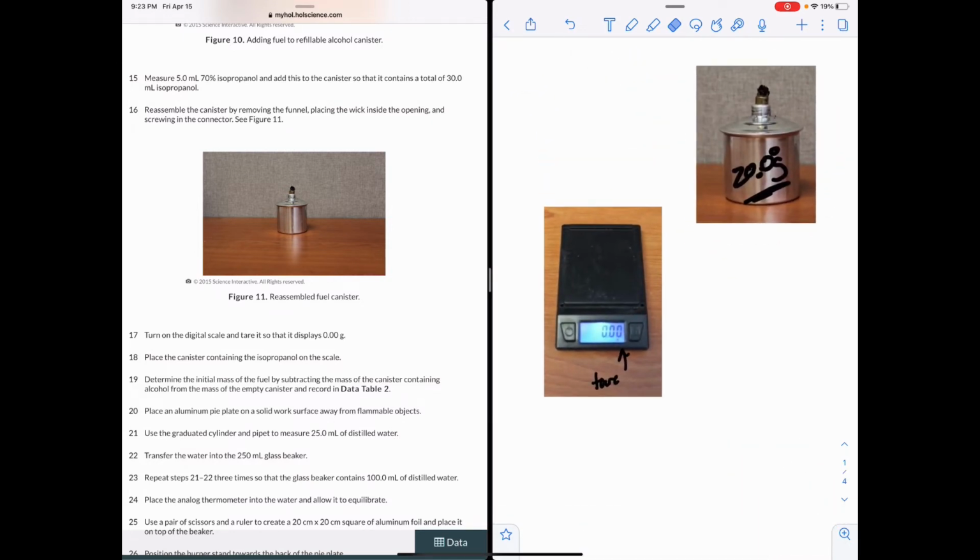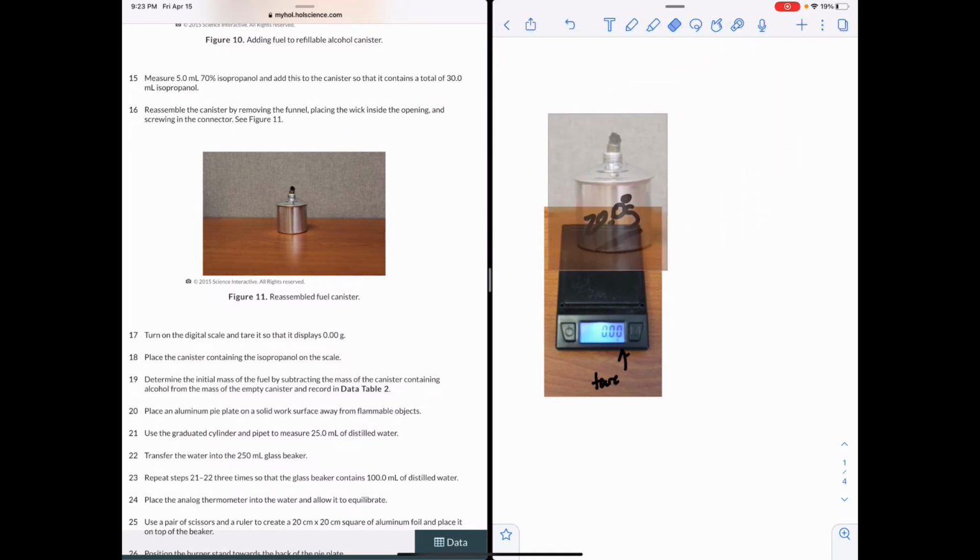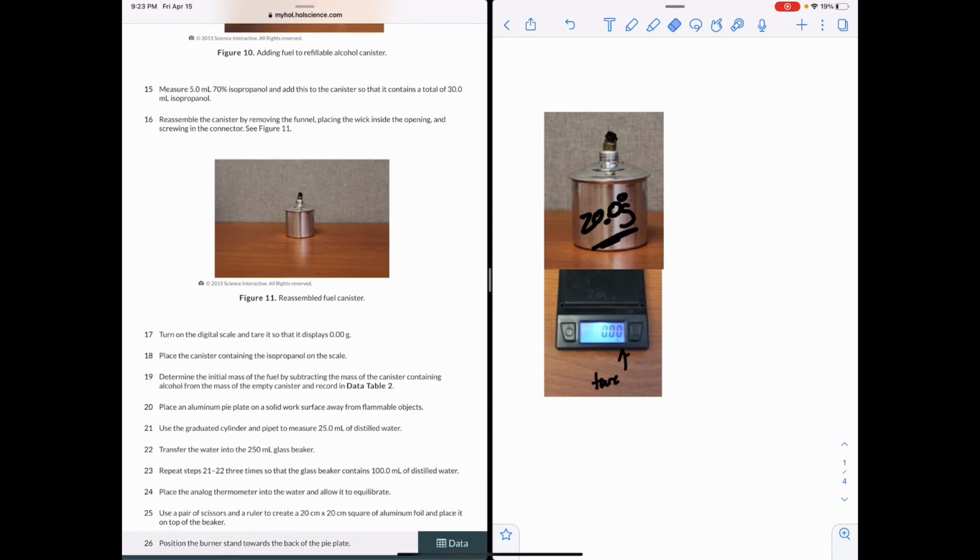But we're not at 20, right? Because we just filled it up. So now it's going to have more of a mass. But if you remember, I tared this. You don't have to have done that. It's totally fine if you didn't, because we know the mass of everything being empty. But if you did tare it and you set it on there, now the number that's going to be on there is just going to be the mass of the isopropanol.